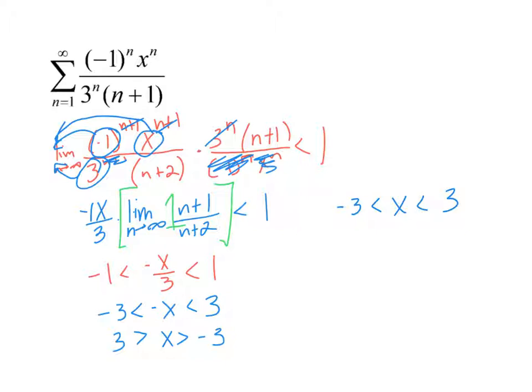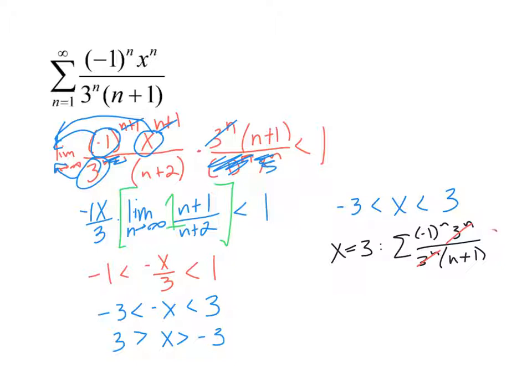But remember, to finish this, I need to check my endpoints. And just personal preference, I always like to start with the bigger one. It doesn't really matter what you start with. So I'm going to plug 3 in for x. That means I've got (-1)^n 3^n over 3^n times (n plus 1). And you'll notice that the 3^n's will divide out. So I'm left with (-1)^n over n plus 1.